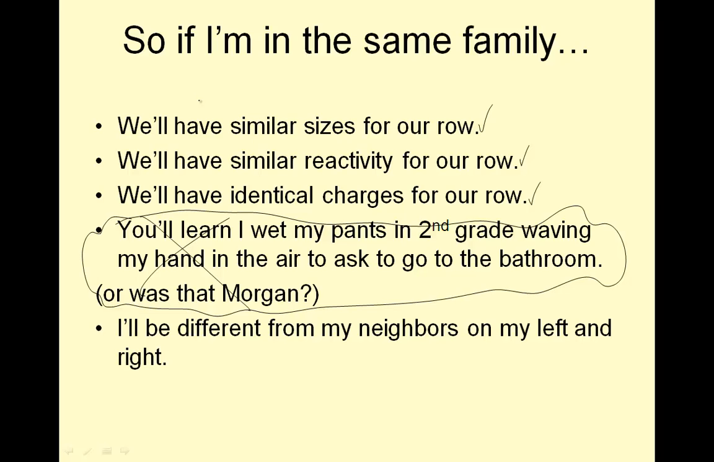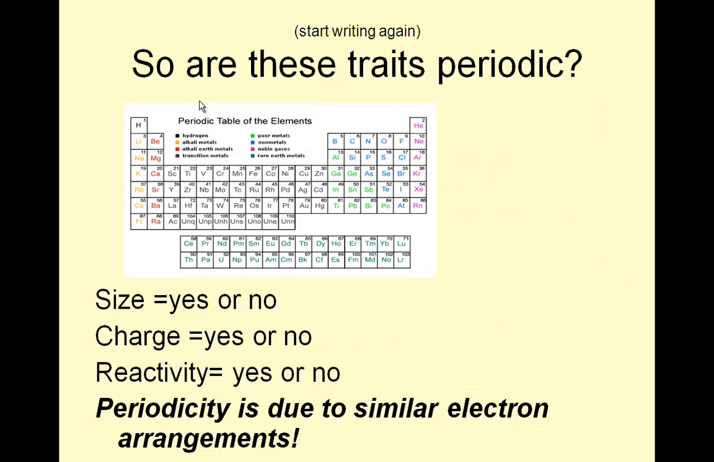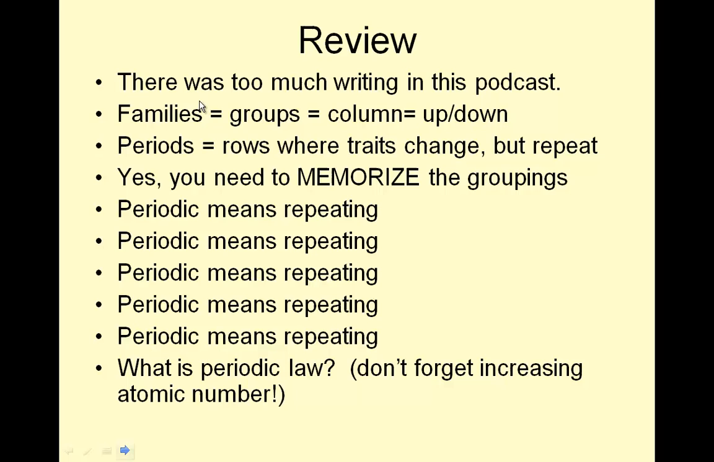I'll be different from my neighbors on my left and my right. So if I'm in the same family, this is the same. This is different. Okay? So are these traits periodic? Size? Yes. Charge? Yes. Reactivity? Yes. Periodicity is due to similar electron arrangements. Hey, looky right there. I'd write that down in bold. Bold. With arrows. Arrows. And then we get to keep going.